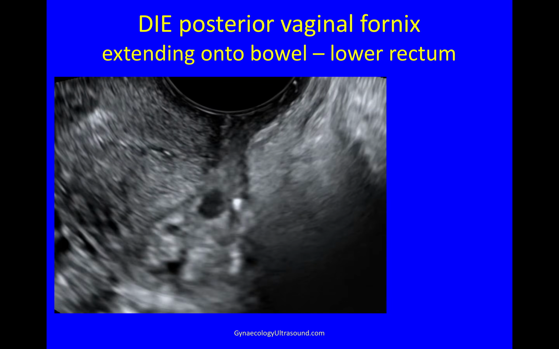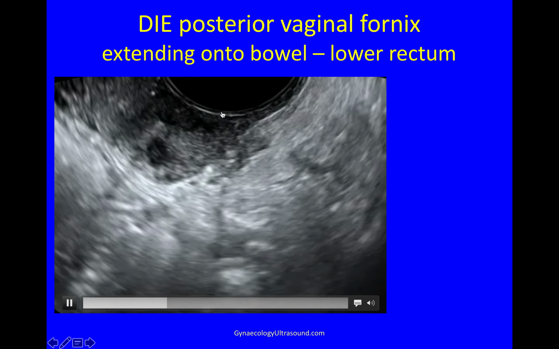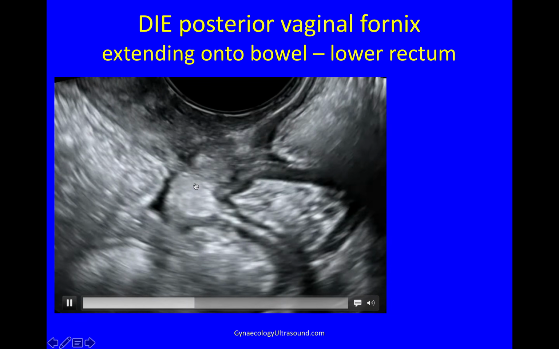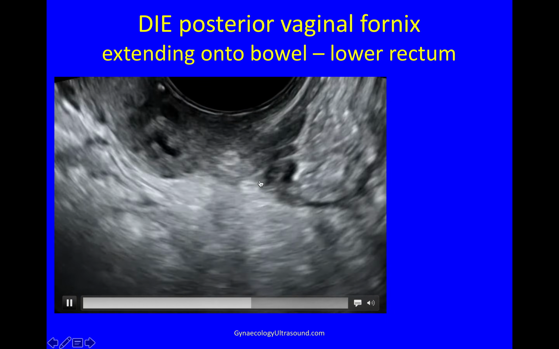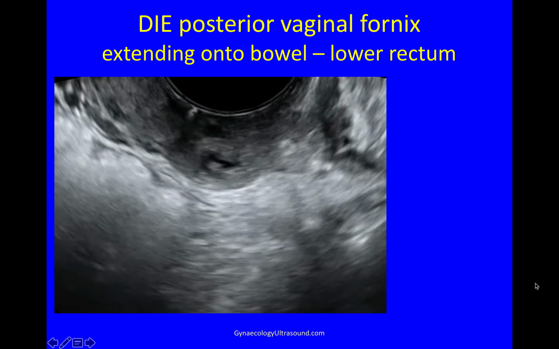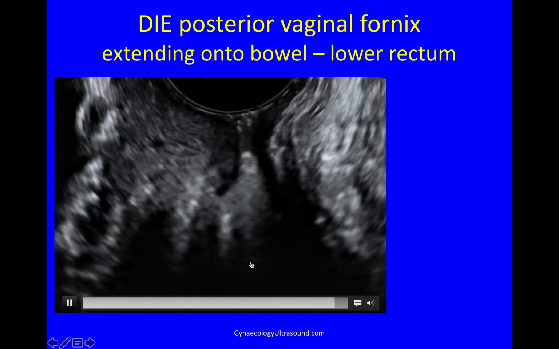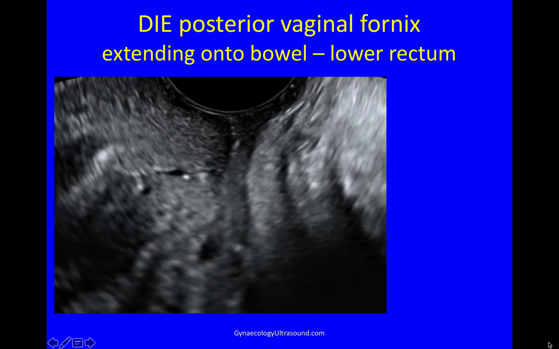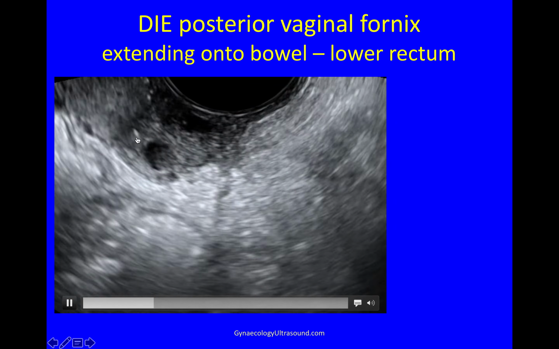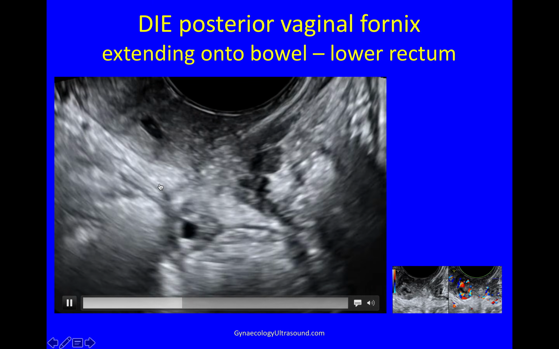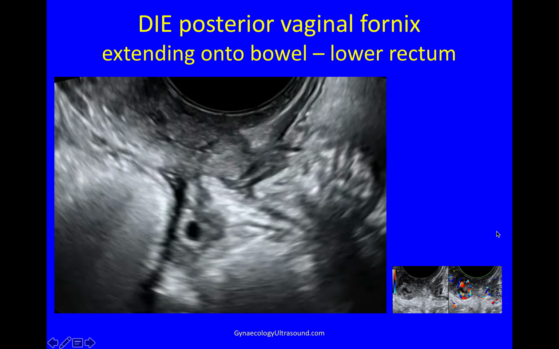This is the probe being introduced. Always look carefully as you introduce the probe, very gently, and there you can see deep infiltrating endometriosis in the vagina with a nodule extending onto the lower bowel, but I'll show you more pictures of that in a moment. So for now, look at the posterior vaginal fornix. There's a lump of deep infiltrating endometriosis there, and you can see it almost immediately as you insert the probe, just there. And these lesions sometimes are a little bit vascular, usually not too strongly so.